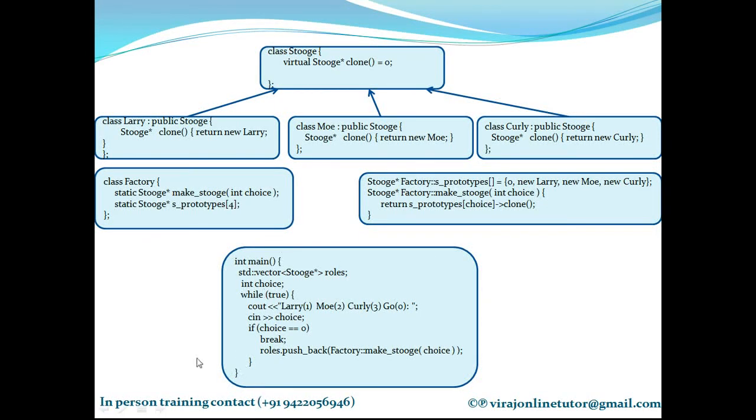So in the main, I'm having a continuous while loop here and expecting the user to type some values. If the user types 0, then I'm exiting from the loop. If the user types 1, I'm passing 1 to the factory method. That means it will create a Larry object. If I pass 2, I'm passing 2 to the factory method, meaning it will create a Mo object. If the user types 3, I'm passing 3 to the factory method. That means it will create a Curly object. As simple as that. So with that, I'm done with the prototype design pattern. Thanks a lot.